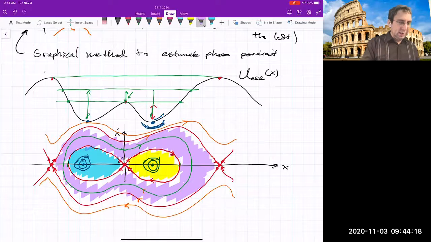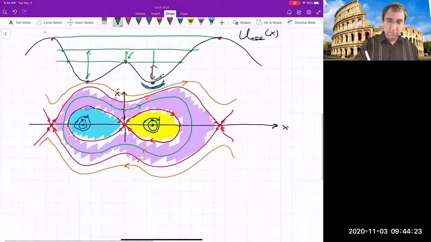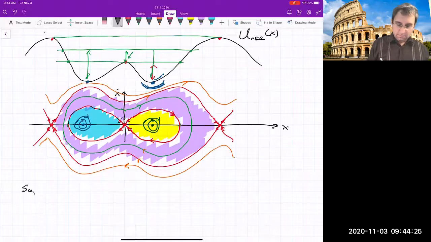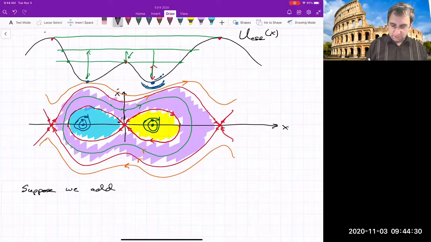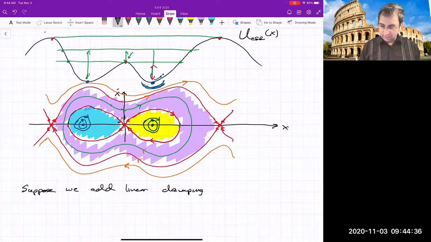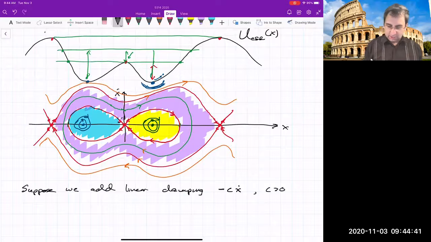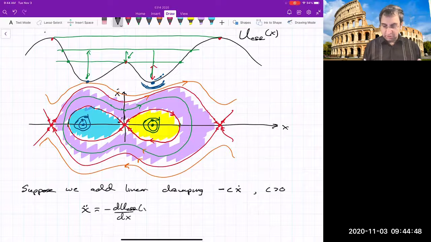Now, if we add damping, that would change things. Or dissipation. So suppose we add linear damping, of the form negative Cx dot, where C is greater than 0. So that means our second order ODE would look like this. There's a part that's conservative because it conserves energy. And then we have negative Cx dot.